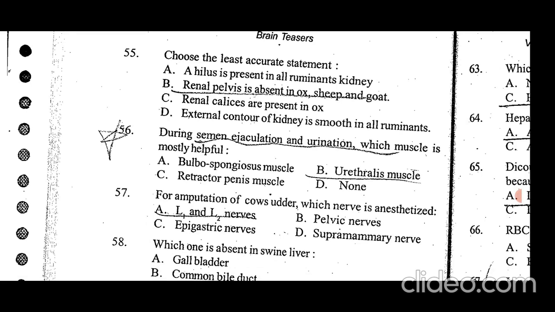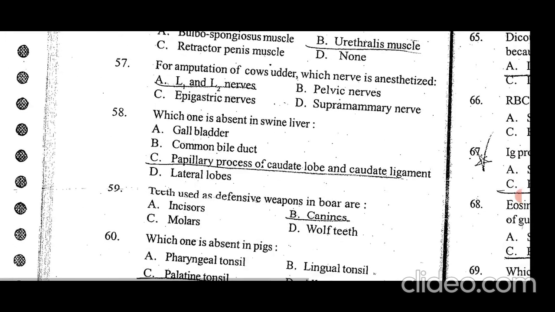Urethralis muscle is important during semen ejaculation and urination. Hilus, renal pelvis and renal calyces are present in the kidney of all ruminants, and external contour of the kidney is smooth in all ruminants. Urethralis muscle is for semen ejaculation and urination. L1 and L2 nerve block is for the amputation of cow's udder.